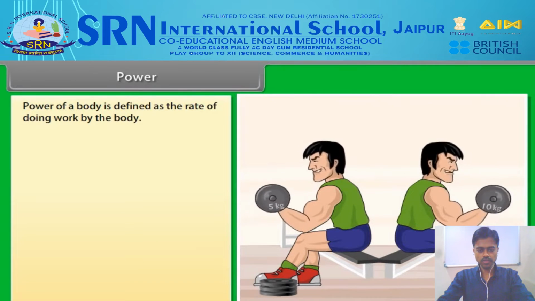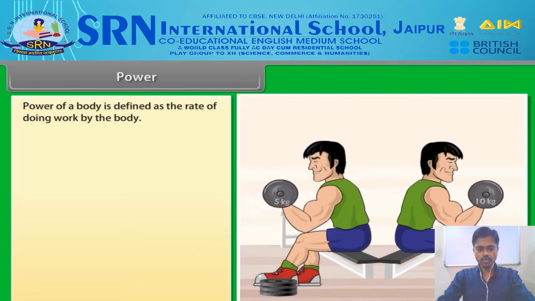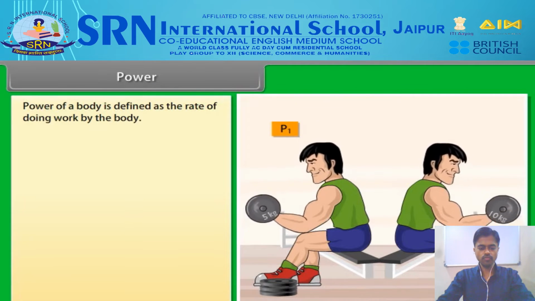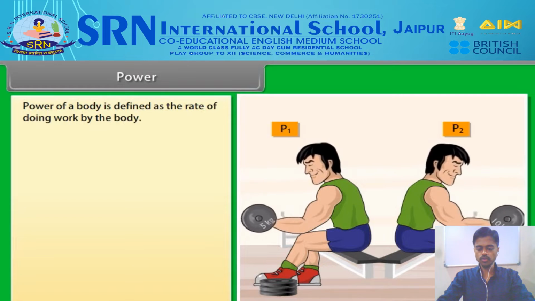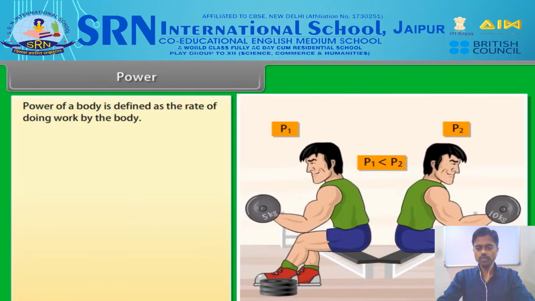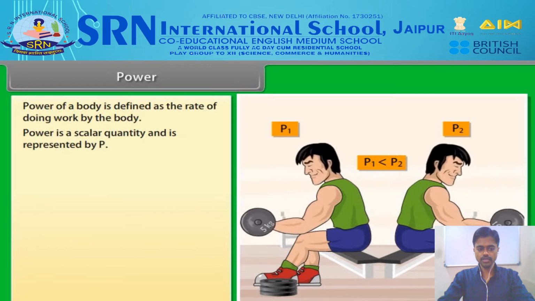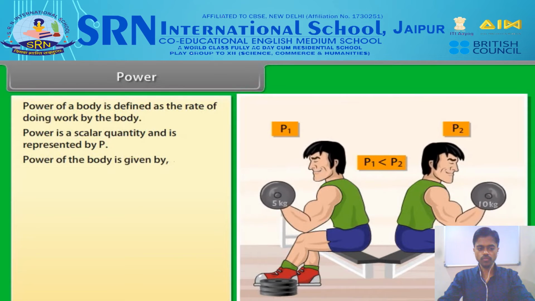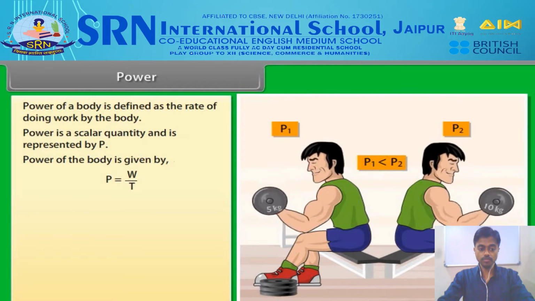Here in this picture we can see that two boys are lifting two different masses, one 5 kg and the second 10 kg. Boy 1 is applying power P1 and boy 2 is applying power P2. As the heavier mass is lifted in the same time, we can say that power P2 is greater than power P1. Power is a scalar quantity. It is represented by capital P.